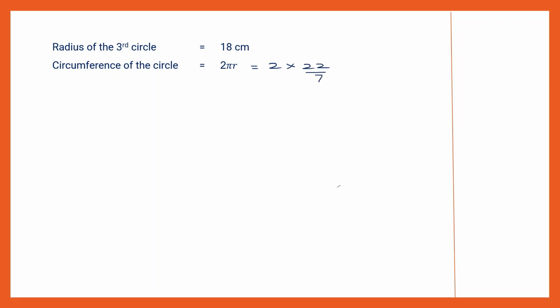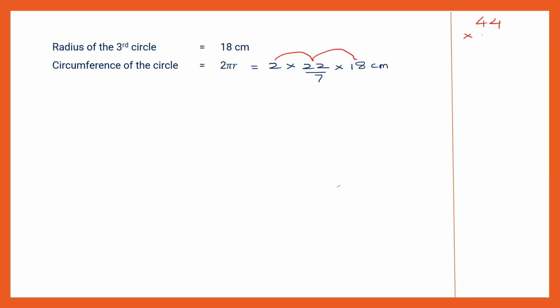Now, so let's look at the third circle. The radius of the third circle given to us is 18 centimeters. And to find the circumference of this circle, we have to use the formula 2 pi r. That is 2 into pi is 22 by 7 and r is the radius, which is 18 centimeters. Now let's multiply 2 into 22 is 44. 44 into 18. So let's do that.